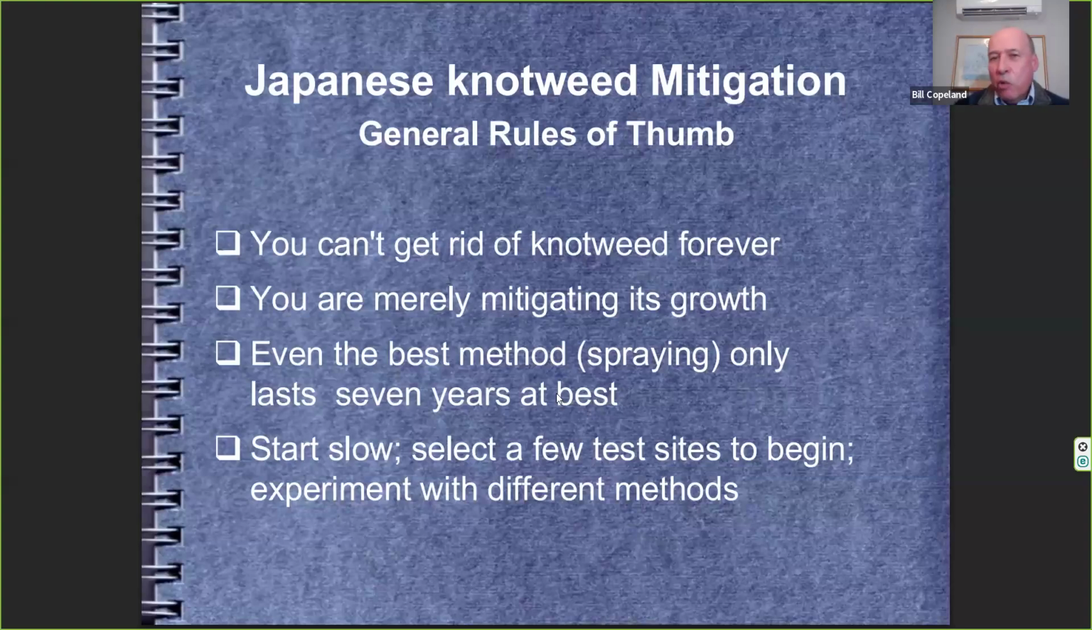So just a couple rules of thumb. I know you look around town, it can be overwhelming. Know that you can't get rid of knotweed forever, unfortunately. You're merely mitigating its growth, and there are different ways. Mike covered those areas, but I'll talk a little bit about those approaches and what we chose. Even the best method, spraying, can only last perhaps 7 years at best.